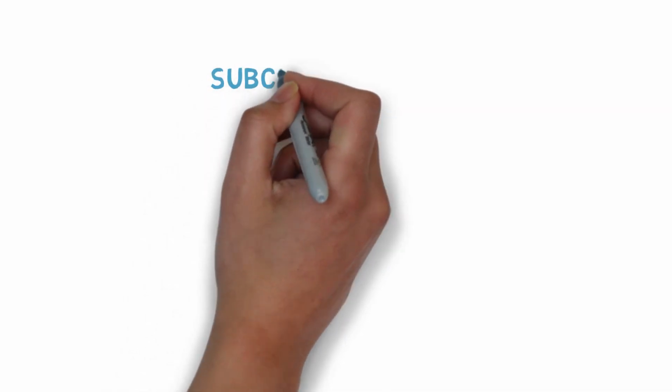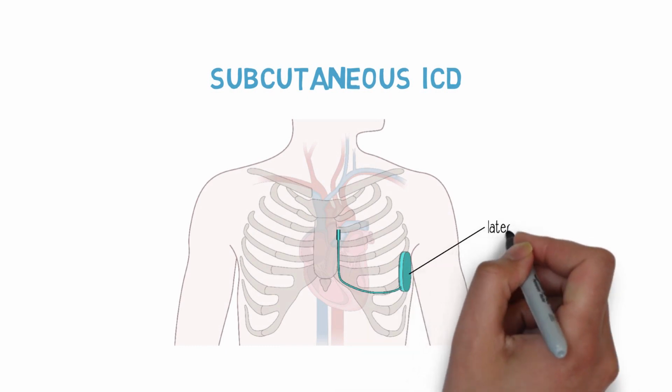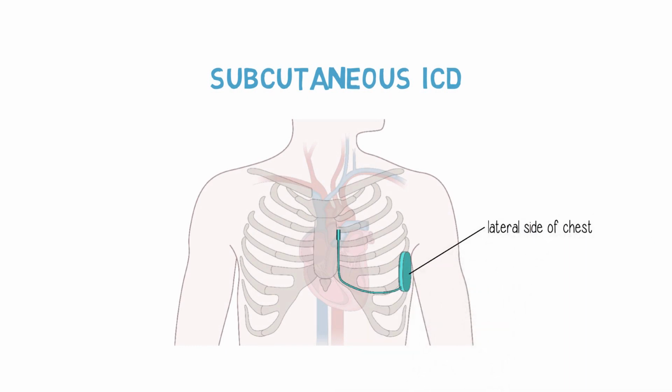Now, the most recent ICD is called the subcutaneous ICD, which means that there are no leads inside the heart. The device is usually implanted under the skin, under the armpit, and the lead is also under the skin and will cross the sternum. The subcutaneous ICD is implanted usually in patients who have a defect or an abnormality of the vein inside the chest.